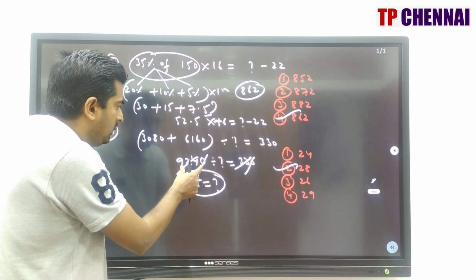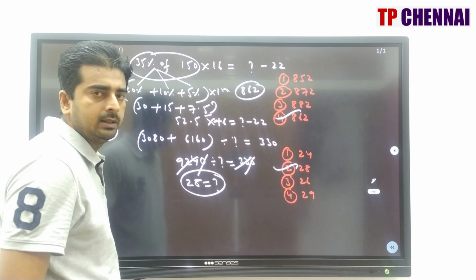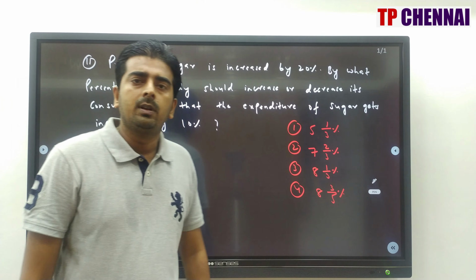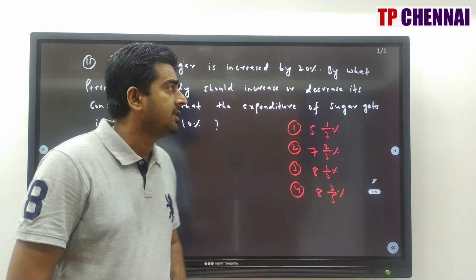Add this number, 9240 divided by question mark is equal to 330. So question mark is equal to 20. So I hope you are clear with simplification. Now we'll see arithmetic questions.